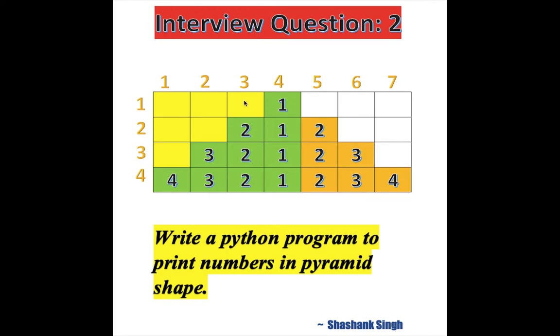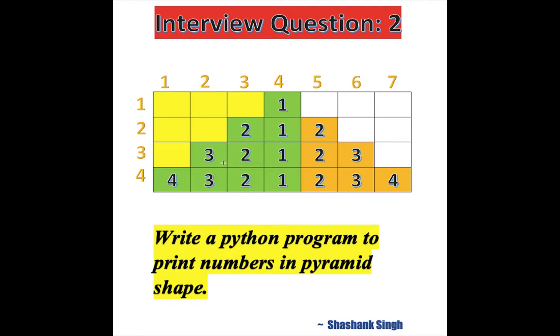In this video, we are going to discuss how to write Python code to print these numbers in shape of a pyramid, right? To demonstrate this, I have divided the whole skeleton into three parts. First, which is in yellow shade, is to print spaces. Second one is in green shade, and third one is in orange shade, right?